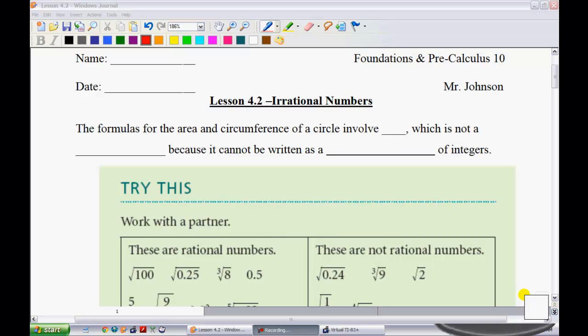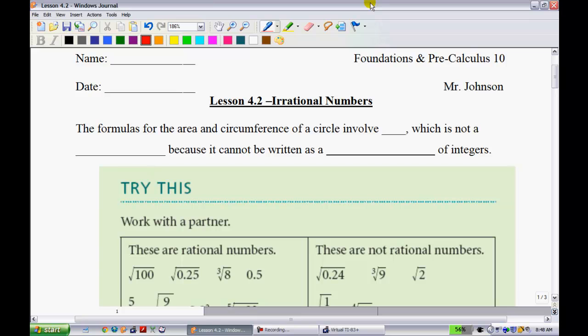Alright, this is lesson 4.2 on irrational numbers. In the previous section, what we explored was a math lab where we learned about estimating roots. And in this section, we're going to talk about a different set of numbers that you probably haven't experienced a whole lot about, and that's irrational numbers. Alright, so let's get started with this.